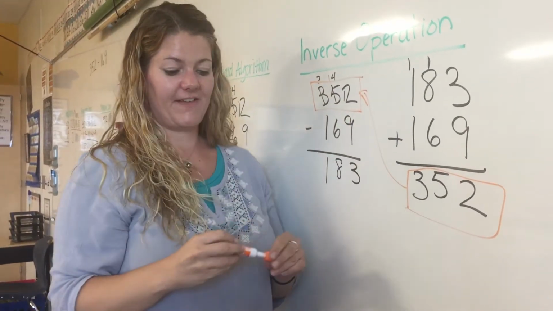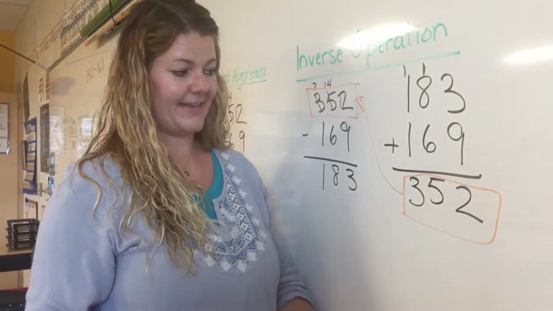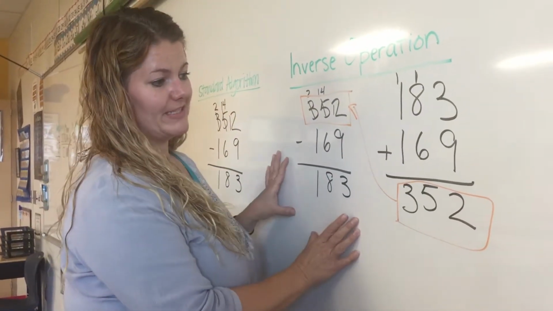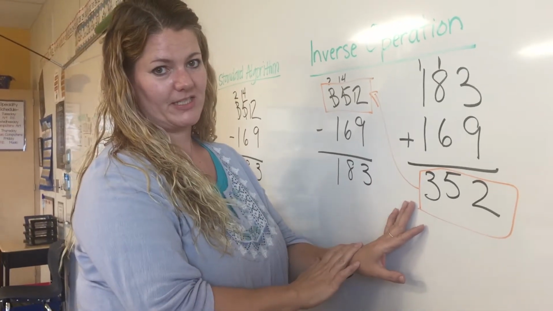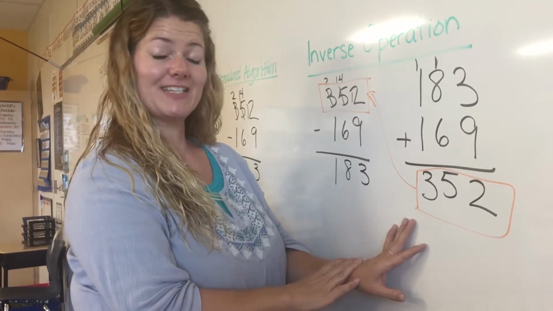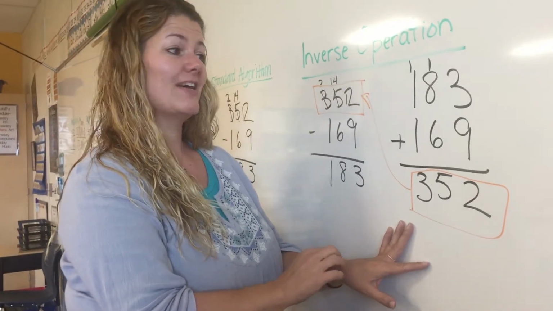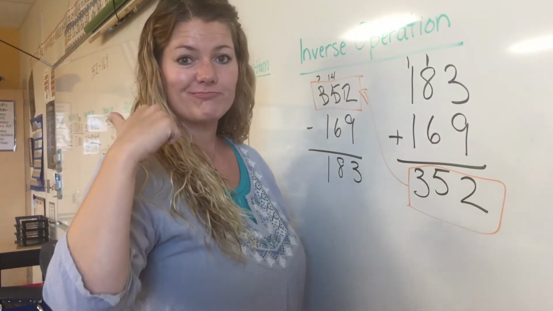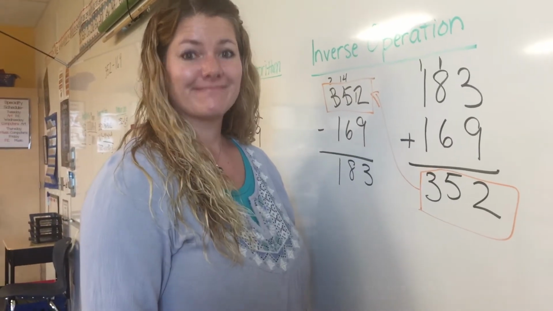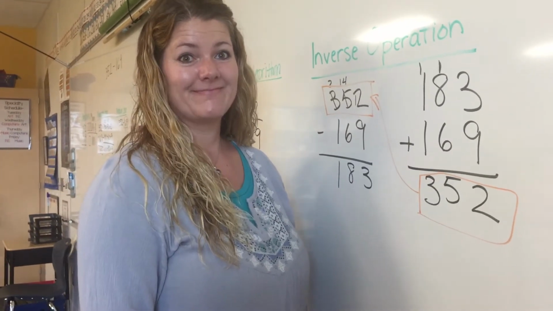So this is a fact family, and you can check your work in subtraction using addition when you add these two smaller parts together. So that's subtraction with regrouping. It's awesome when you understand it, and it's pick a strategy. You'll do great.